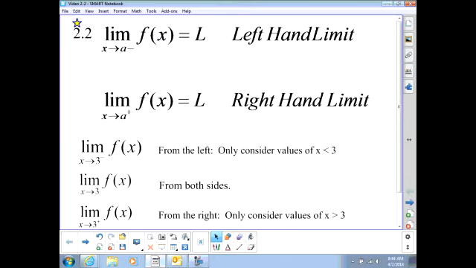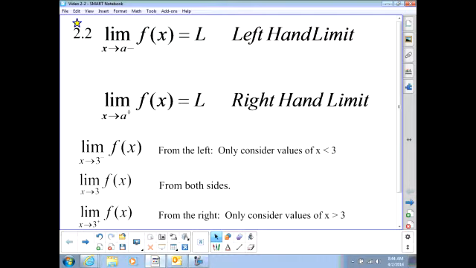All right, today's lesson focuses on left-hand and right-hand limits. We began to talk about them in a few previous videos. An overall limit looks at what the graph is doing on both sides of an x value. A left-hand or right-hand limit examines just one of those sides.